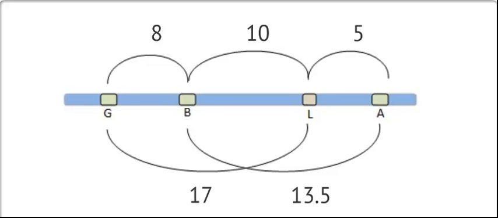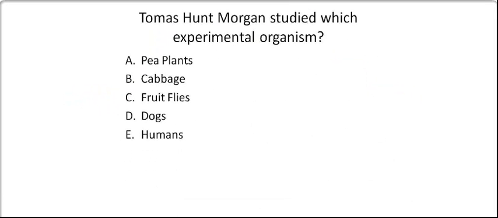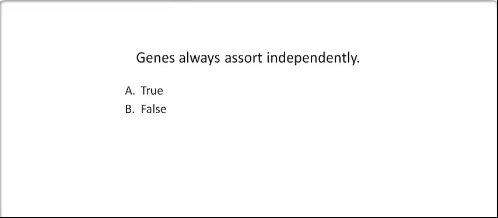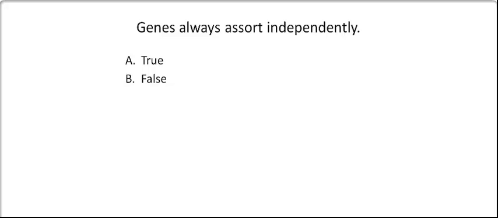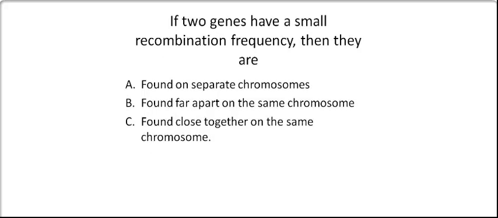Now, time for some questions. Thomas Hunt Morgan studied which experimental organism? Pea plants, cabbage, fruit flies, dogs, or humans? Genes always assort independently. True or false? If two genes have a small recombination frequency, then they are found on separate chromosomes, found far apart on the same chromosome, found close together on the same chromosome.